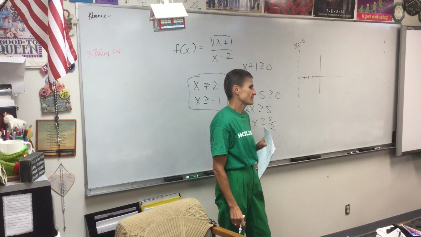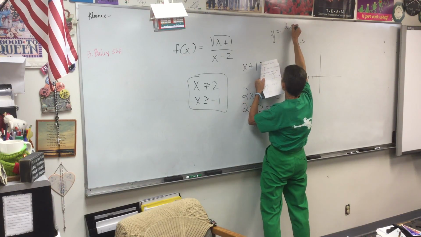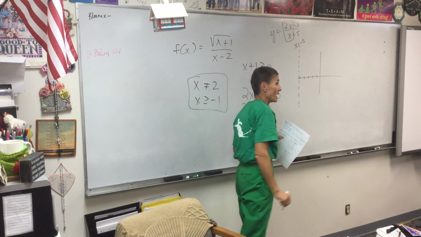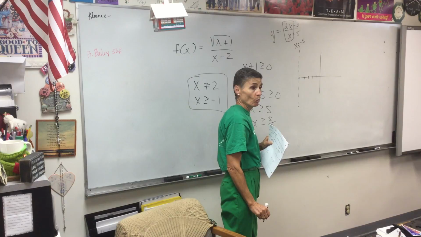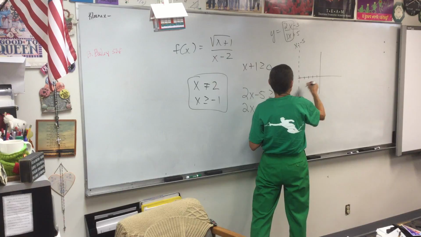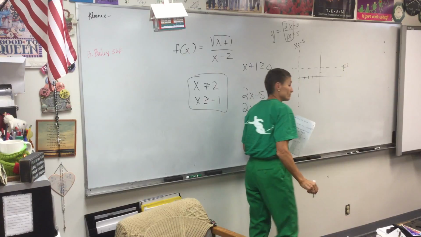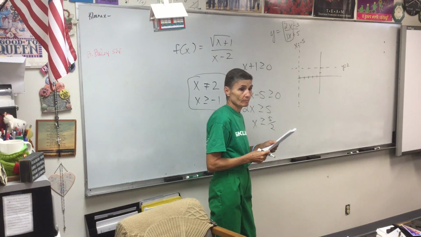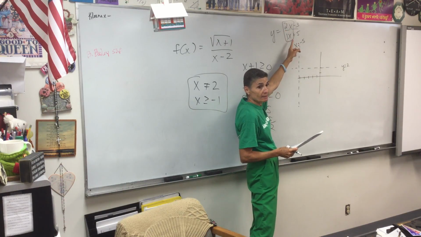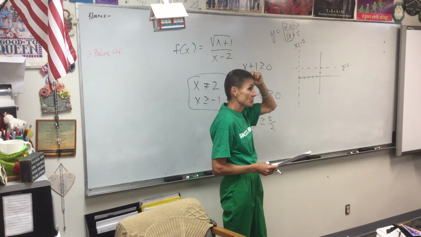Now what about the horizontal asymptote? The powers match. You have an x on the top and an x on the bottom. So what is your horizontal asymptote? Y equals 2x over 1x. Y equals 2 is your horizontal asymptote. Okay. The x's cancel, 2 over 1. That's what we do when the powers match, right?